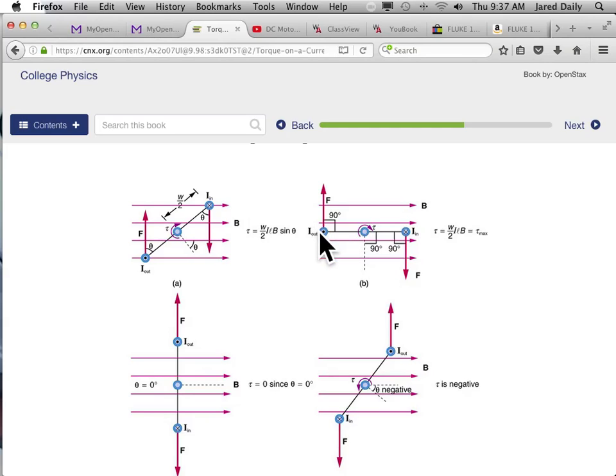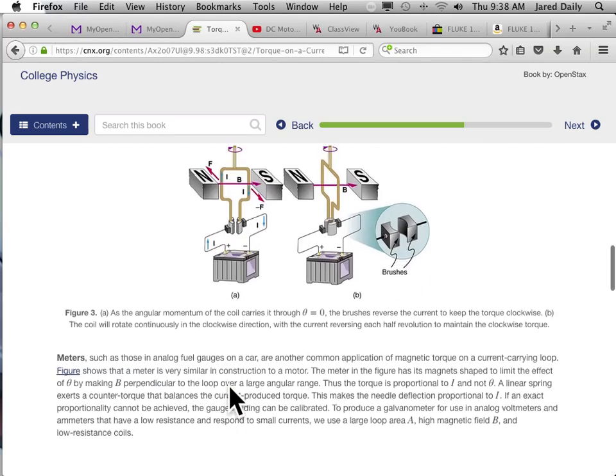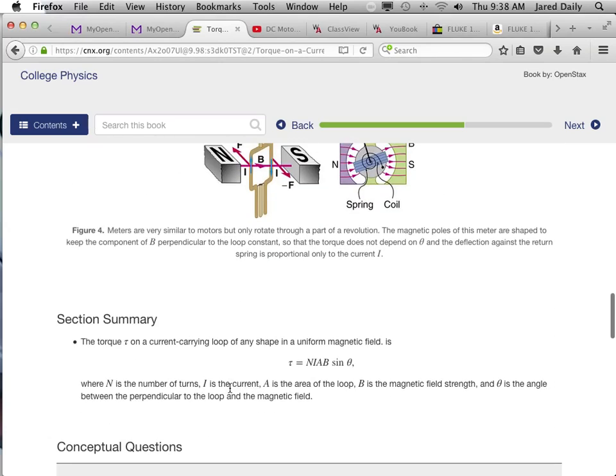So when the wire is lined up with the field, when the magnetic field is going right along the top wire and right parallel to that top wire, that is when your angle is 90 degrees. That's when you get your maximum torque. When the field is going right through the loop, right through that area, then your angle is 0 degrees, and that's when you get 0 torque. Just so you know.